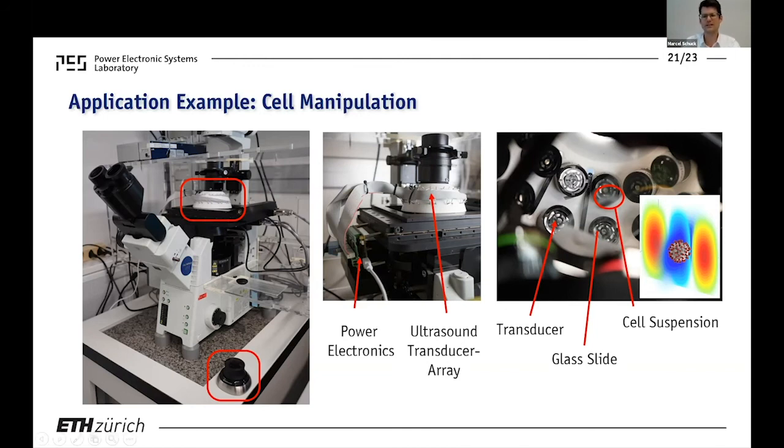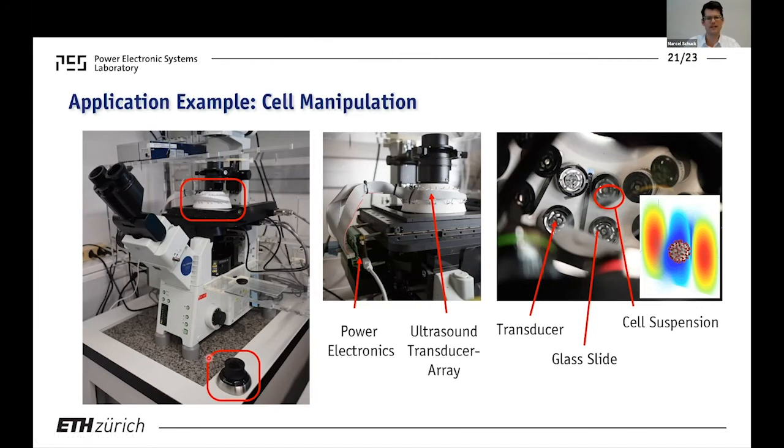Here I have to mention as a disclaimer, this is a first prototype. In order to really get selectivity on a single cell level, we need to move to different transducers here. This is very much work in progress currently, but this was our first demo system to verify that this manipulation is actually possible.